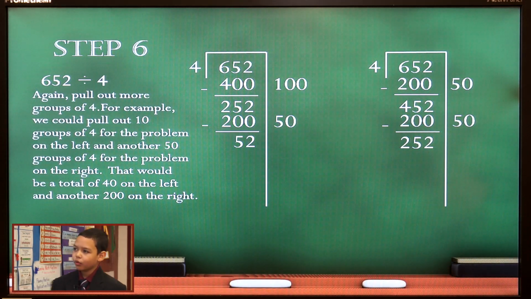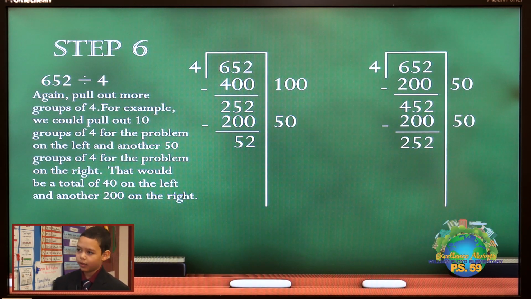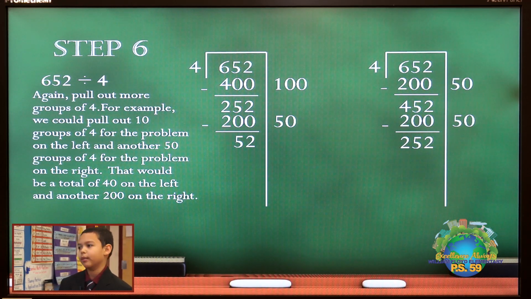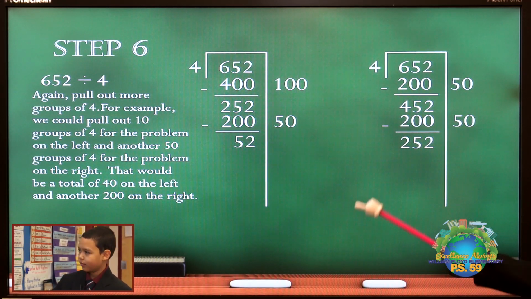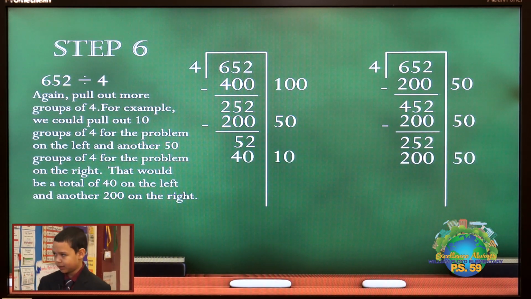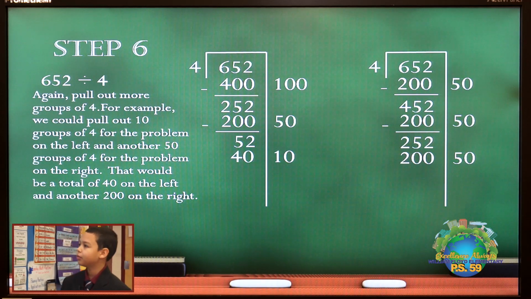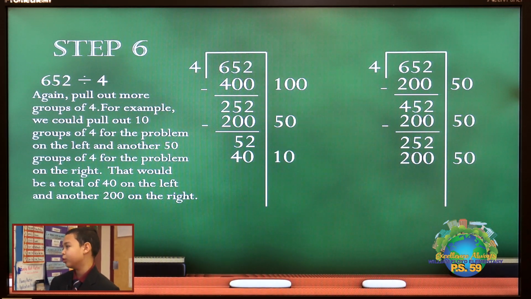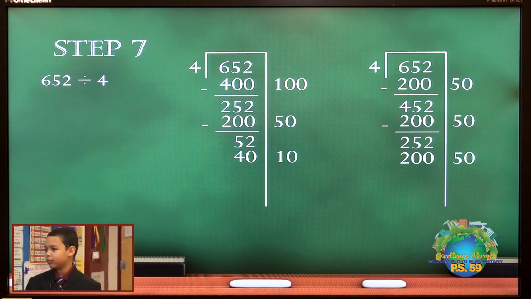Again, pull out more groups of 4. For example, we could pull out 10 groups of 4 for the problem on the left, and another 50 groups for the problem on the right. So 4 times 10 equals 40, taken from 52. And 4 times 50 equals 200, taken from 252.